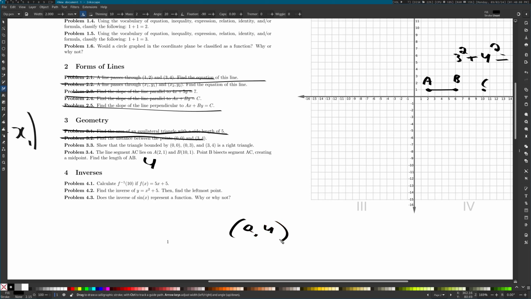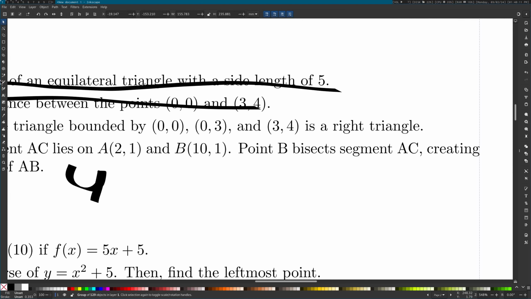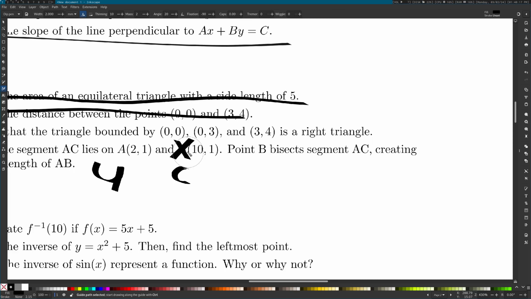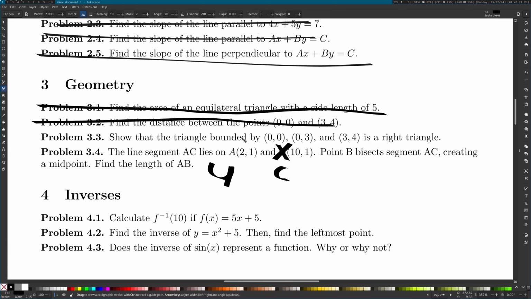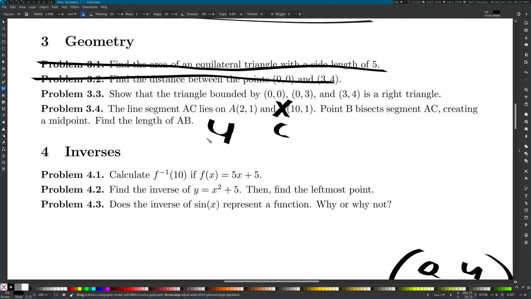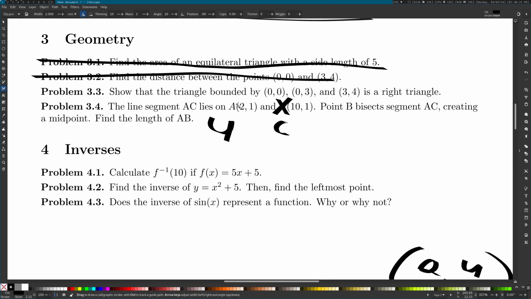Wait, am I dumb? You're saying AC lies on (2, 1) and (10, 1), and if point B bisects it, wouldn't it be double? You're right, you caught that. That's a good typo. This is supposed to say C. Thank you, Maya. So now moving on to inverses.